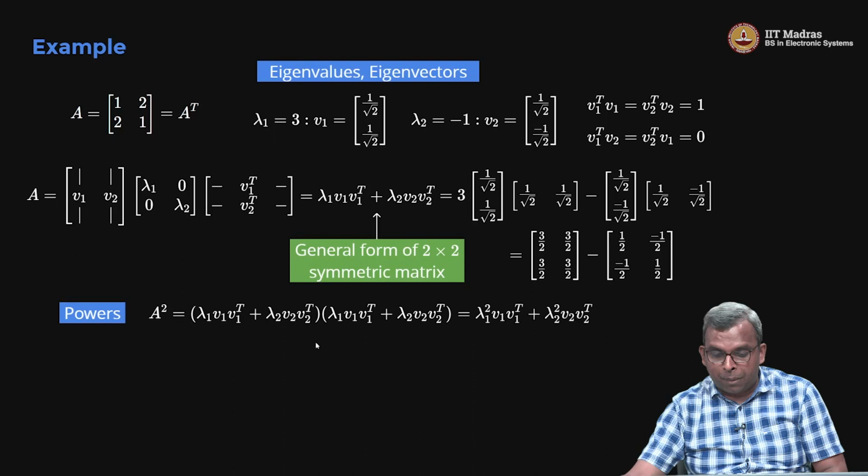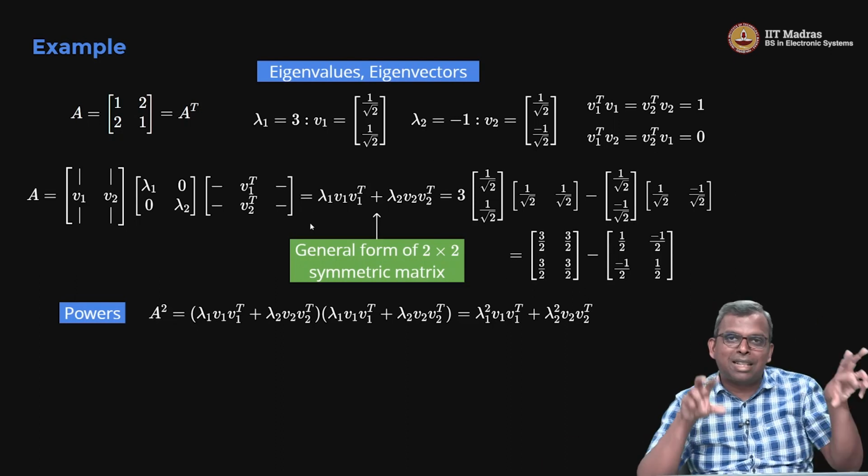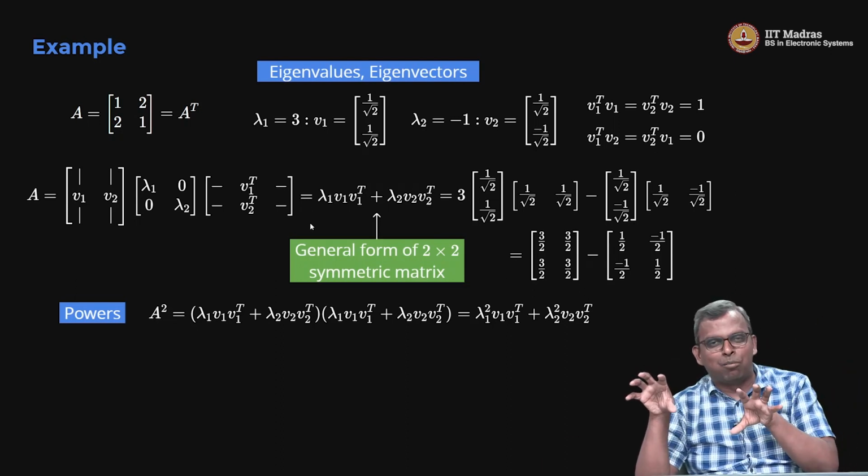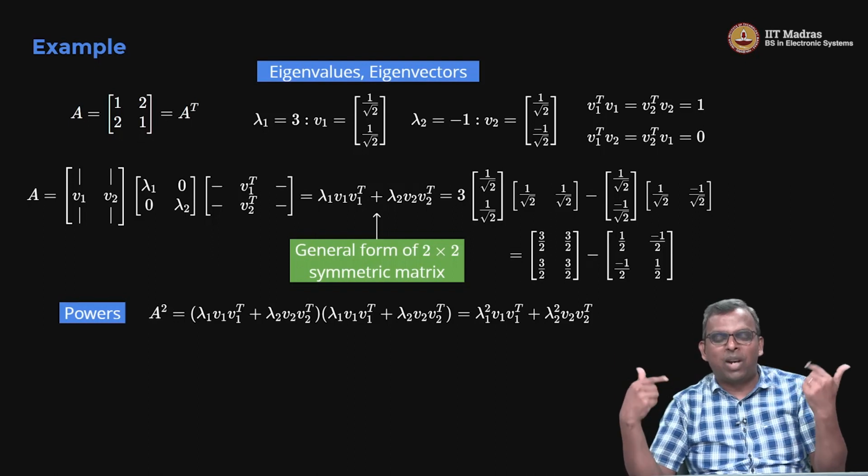So, this will simply become lambda 1 squared. What is the multiplication of this with this? That is also very easy, right. You have got a V1 transpose times V1, which is just 1 because of the orthonormality, right. V1 transpose times V1 is 1. So, you simply get V1 transpose again. So, you can pretty much multiply this. When you square this, you can simply square the lambda and keep the V1, V2 the same. Okay. So, you will just get lambda 1 squared, lambda 2 squared.